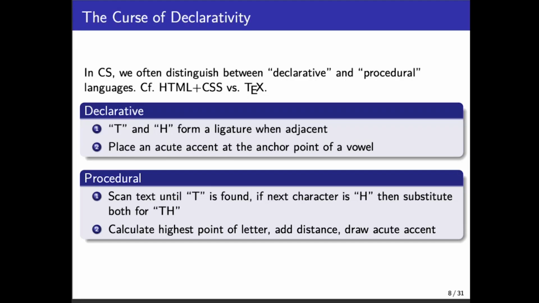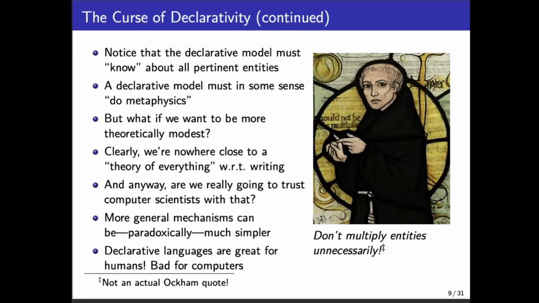This is maybe not the most perfect example, but think about a font, where you might have some capacity to say, okay, T and H form a ligature. When you have an acute, put it at the anchor point for whatever that is, for a vowel, et cetera, et cetera. In a more procedural sense, which is what I'm going to try and introduce here, you describe the procedure by which you typeset something. So, as Occam did not say, don't multiply entities unnecessarily.